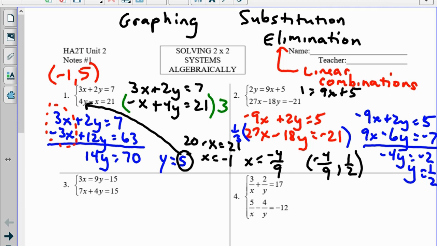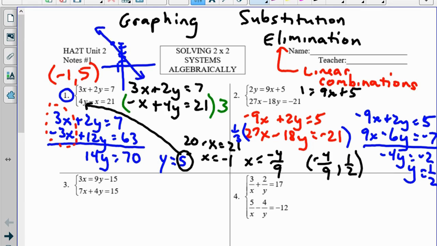One thing that's really important to remember is that all of these things connect. So if I graphed 3x plus 2y equals 7 and 4y minus x equals 21, these lines would intersect at the point negative 1, 5. So one of those lines looks like it's going to have a slope of negative 3/2. So it looks something like this.